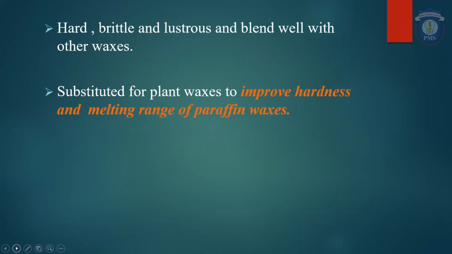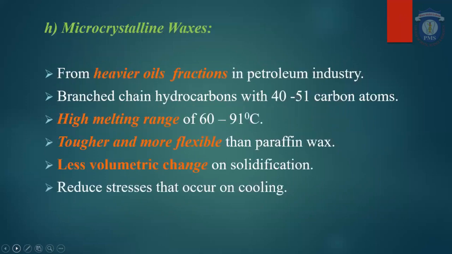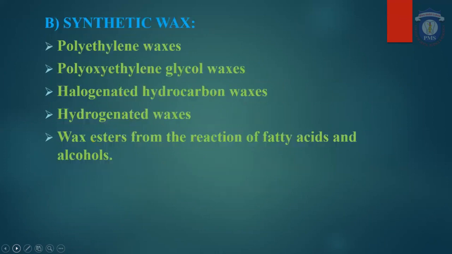It is substituted for plant waxes to improve the hardness and melting range of paraffin waxes. Then we have microcrystalline waxes. They are obtained from heavier oil fractions of the petroleum industry and contain branch chain hydrocarbons, have a high melting range, are tougher and more flexible than paraffin wax, and have less volumetric change in solidification, which reduces stress that occurs during cooling.